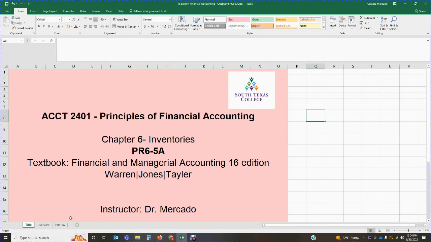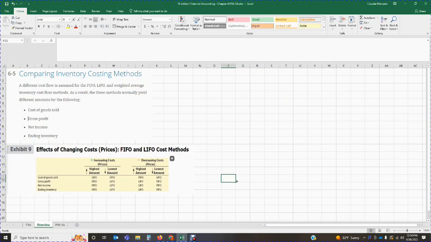So, in this particular chapter, we're going to continue covering the different costing methods. We're going to cover FIFO, LIFO, and the weighted average method. And as we have already learned from the material covered in the textbook, the three methods normally yield different amounts for the cost of goods sold, the gross profit, net income, and our ending inventory. Depending on the method that we use is the amounts calculated for all of these four factors, okay?